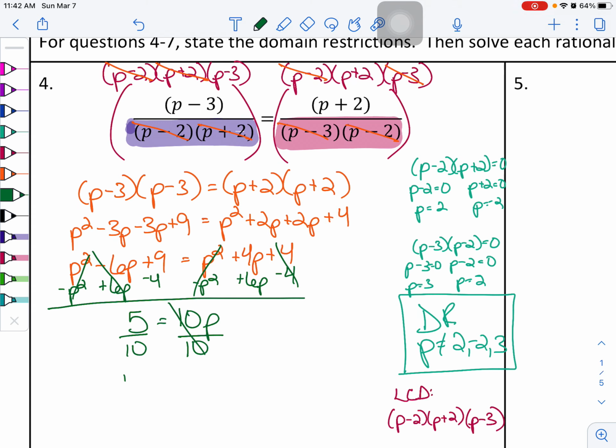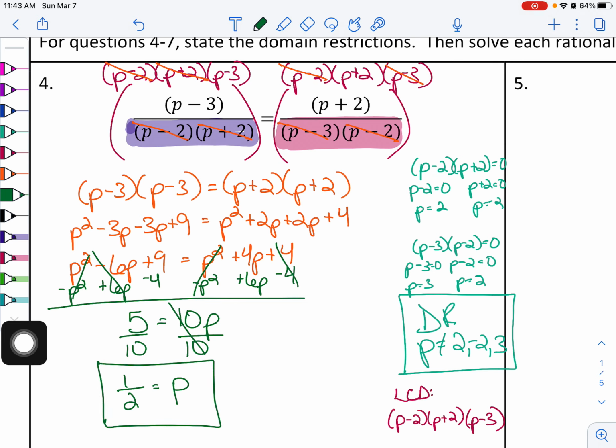9 minus 4 makes 5. 4p plus 6p makes 10p. So I'm going to divide both sides by 10. 5 divided by 10 is 1/2 or 0.5. So P is equal to 1/2 or 0.5.